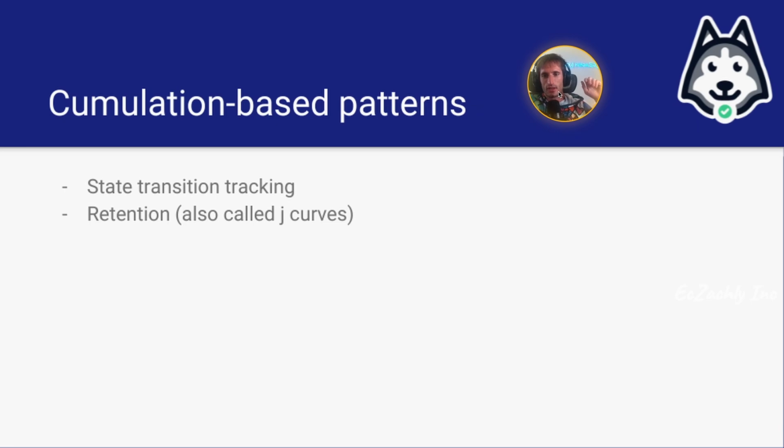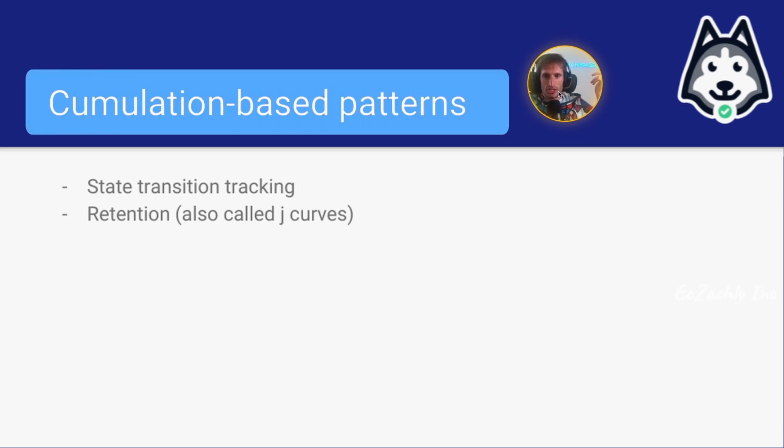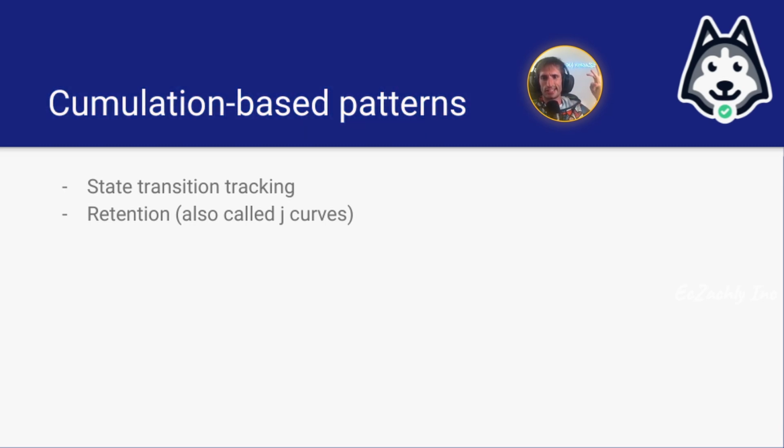Okay. So now we're going to switch gears here to accumulation-based patterns. For accumulation-based patterns, we're going to talk about two big ones. We're going to talk about state transition tracking, and then we're also going to talk about retention and J-curves. It's called retention, it's called J-curves, it's also called survivorship analysis.